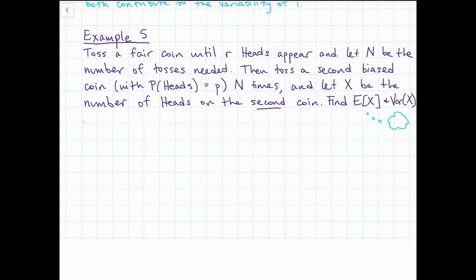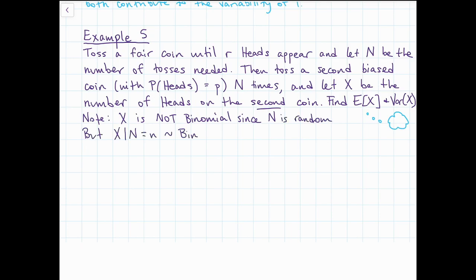Give this a little bit of thought and think about what distributions are in play here. So that first coin, we're tossing it until r heads appears and calling that N. The second coin, we're going to toss it N times, where N is a random variable, and we'll let X be the number of heads on the second coin. So there's two different distributions at play here. And again, like before, X sounds binomial, but it's not quite binomial since N is a random variable. But if we condition on N equals little n, then we do have a binomial random variable. So that distinction is important.